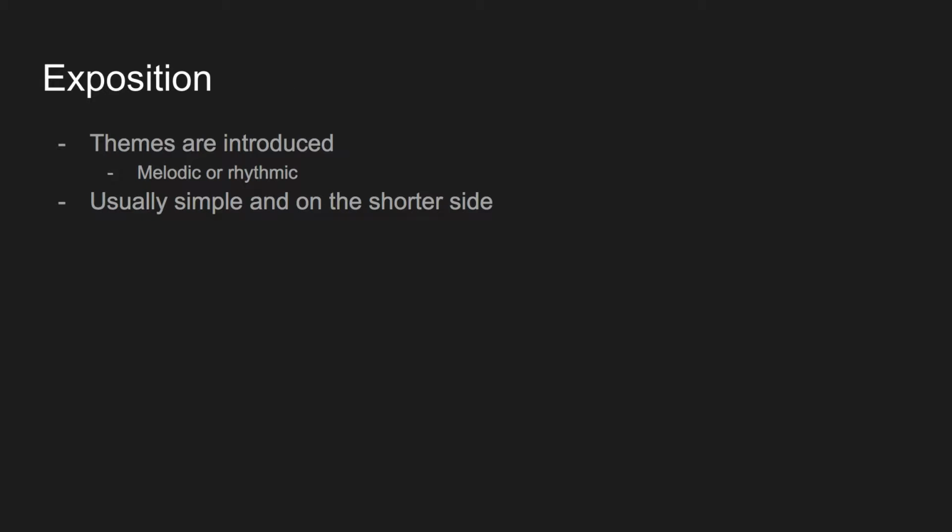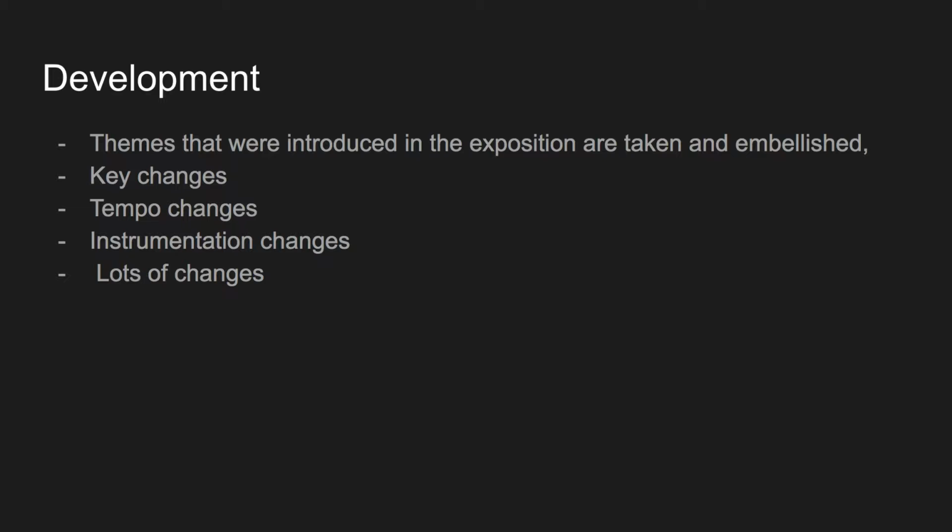The exposition is where the themes are introduced, the melodic and rhythmic themes that become iconic for your piece. Usually it's simple and on the shorter side, although it can be a little bit longer. The development is where these themes that were introduced in the exposition are taken and embellished. They're developed, whether through key changes, tempo changes, instrumentation changes, lots and lots of changes. This is where the changes happen because things are developing.